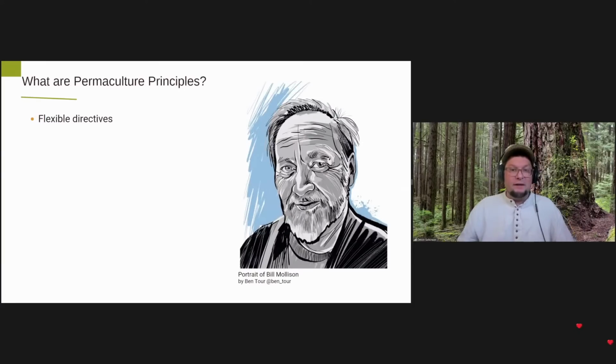Recognized with the Right Livelihood Award for providing practical and exemplary solutions to the most urgent challenges facing the world today, the co-originator of permaculture, Bill Mollison, wrote, "In life and design, we must accept that immutable rules will not apply, and instead be prepared to be guided on our own continuing exploration by flexible principles and directives."